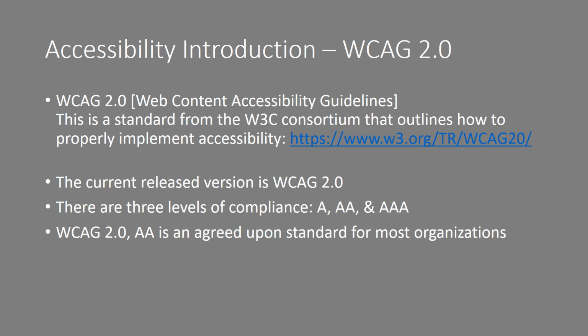There are 3 levels of compliance within WCAG 2.0. There's A, AA, and AAA. WCAG 2.0 AA is an agreed upon standard for most organizations to comply with for the purposes of accessibility. Next slide.